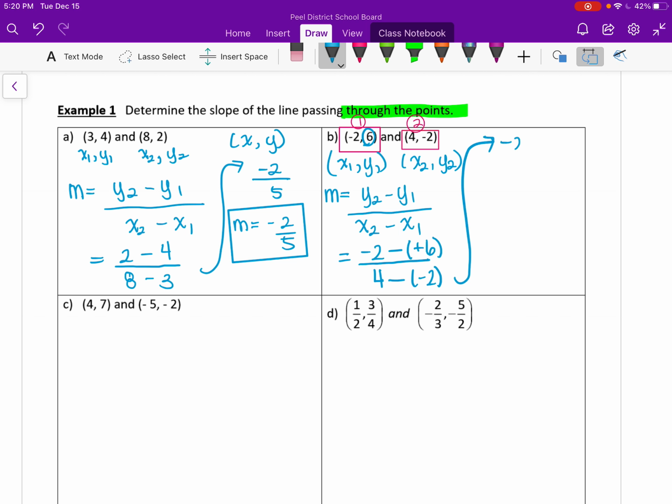We're going to say, okay, negative 2 minus 6 divided by 4, negative plus a negative becomes a positive. Negative 2 minus 6 is just negative 8. 4 plus 2 is going to give me 6. So I have negative 8 over 6, so I can change that to negative 4 over 3. Okay.